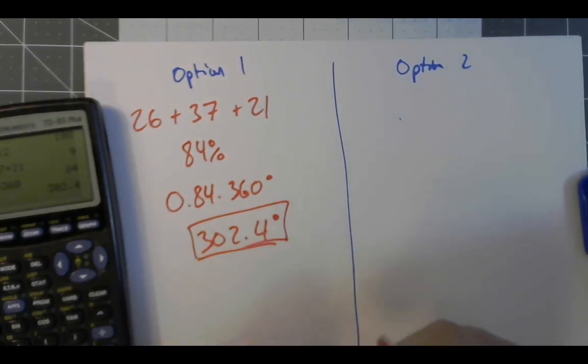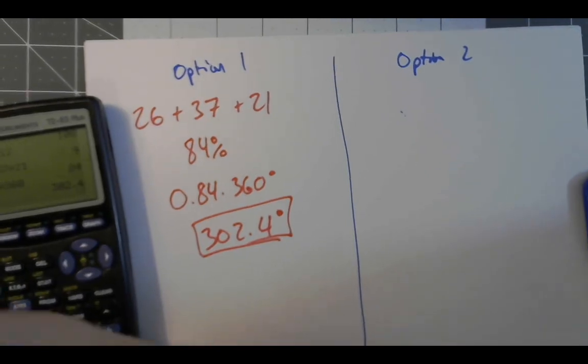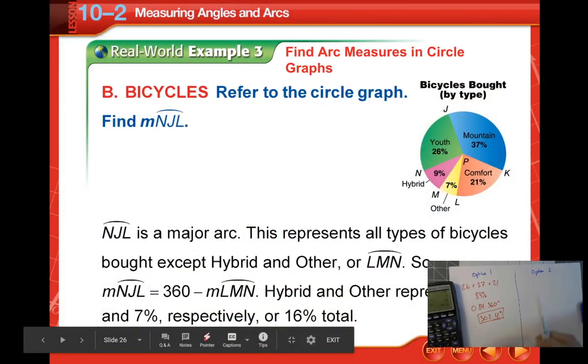This is probably the one I'd recommend doing, just taking the pieces you're given and finding that. What they did in option 2, I'll show you the slide again. So they said, well, we're not using 16% of the circle. 16% of it went unused. That's that 9 and 7.